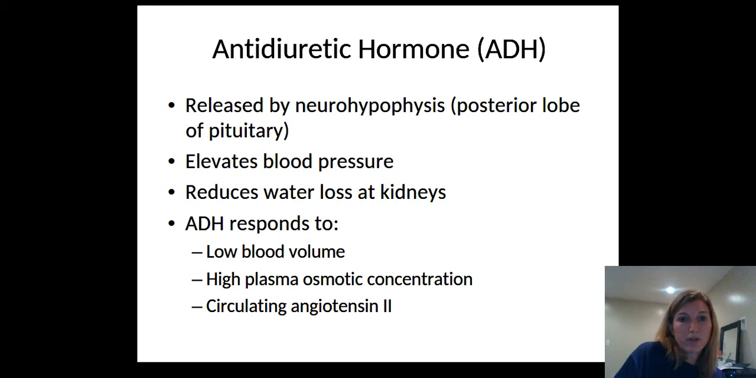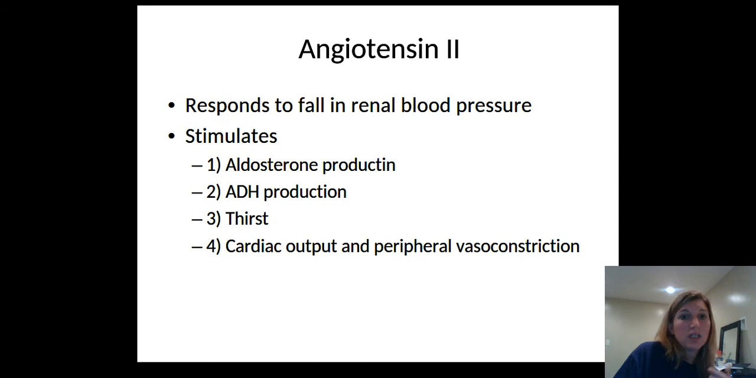So the ADH is going to be released in response to a low blood volume or a high osmotic concentration in our blood, as well as angiotensin 2 circulating around in the blood. What is angiotensin 2? Angiotensin 2 is going to be released in response to low blood pressure within the kidneys. It's going to stimulate aldosterone. Aldosterone stimulates ADH.